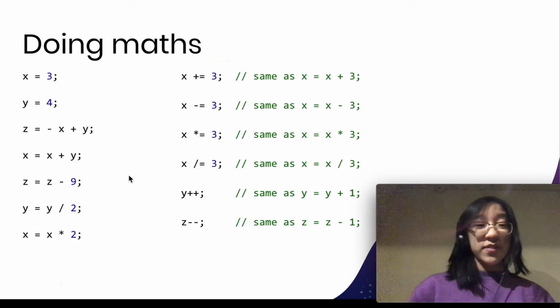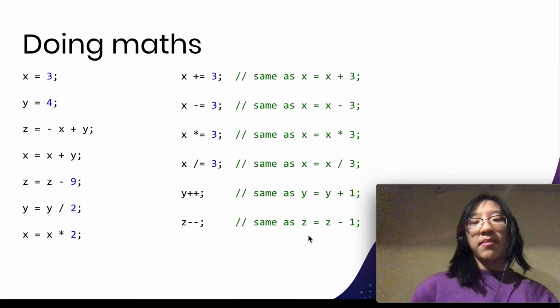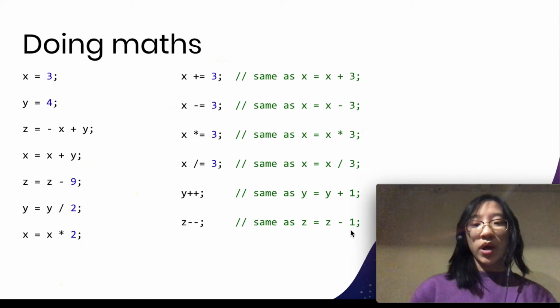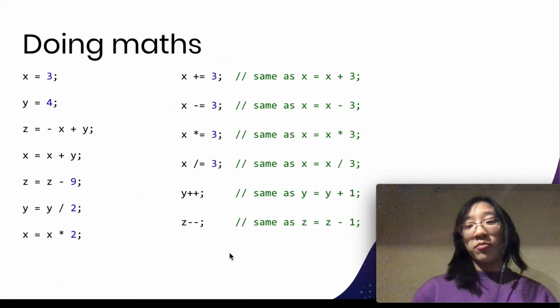JavaScript has some even shorter shortcuts for when we're just adding and subtracting 1. So y plus plus is the same as y equals y plus 1. And z minus minus is the same as z equals z minus 1. So when we're just dealing with ones here in our little operation, then you can just use this shortcut of plus plus or minus minus. These are really handy in loops, which is something we'll meet in a later video.